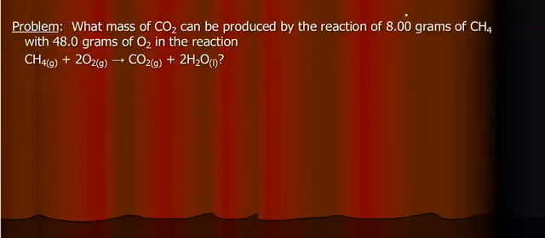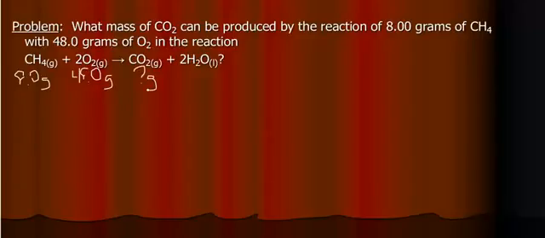You'll know it's a limiting reagent problem because I'm given two numbers. I have 8 grams of CH4 and I have 48 grams of oxygen. The fact is, one of those is going to run out before the other. I want to know how much CO2 can be produced.